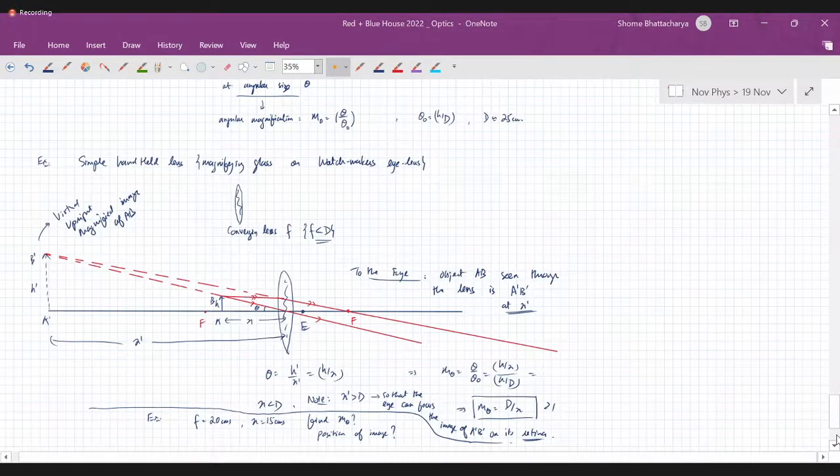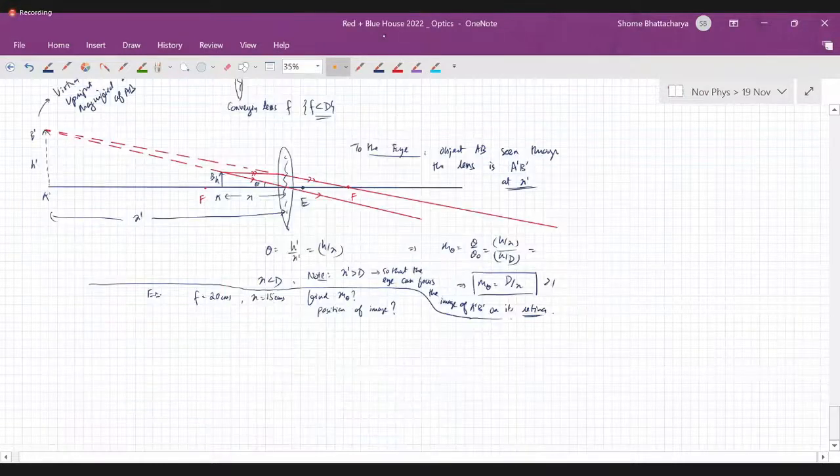Yes, very good. So you can see that the answer you have sent, Aman, is correct. This angular magnification will be greater than 1. Why? Because x has to be less than d. So that's what we will see through this.